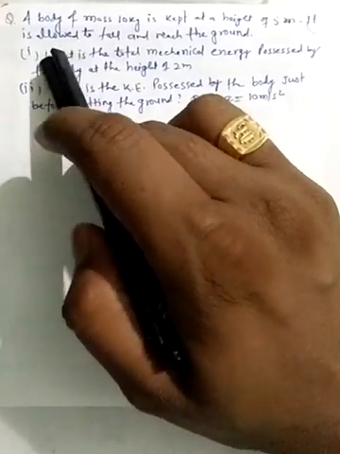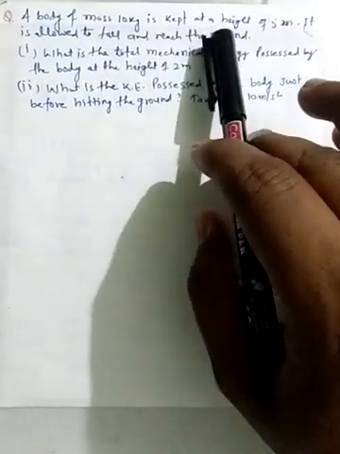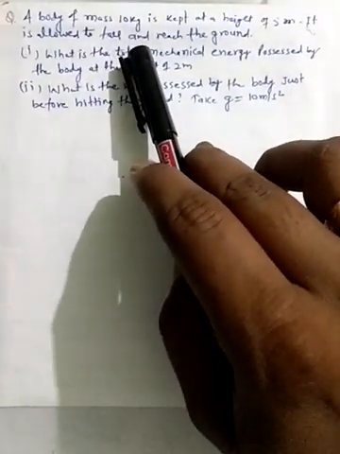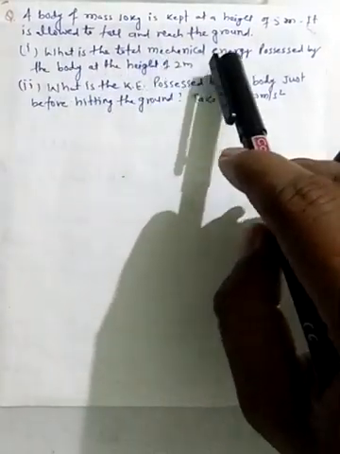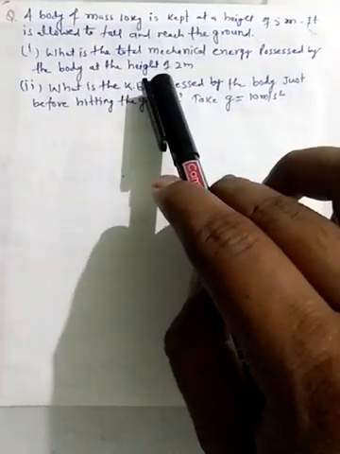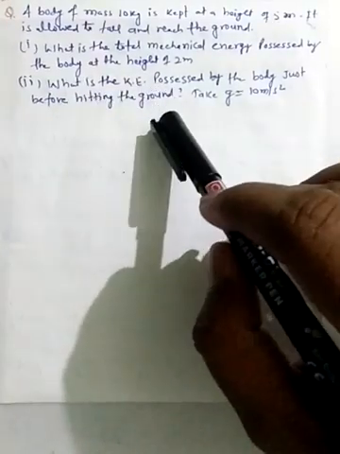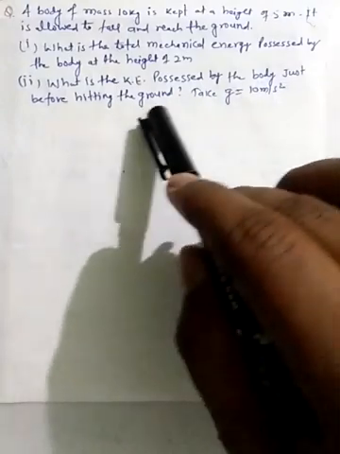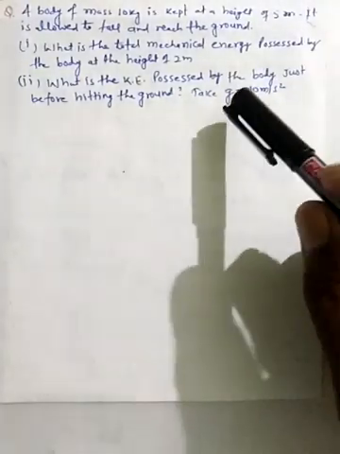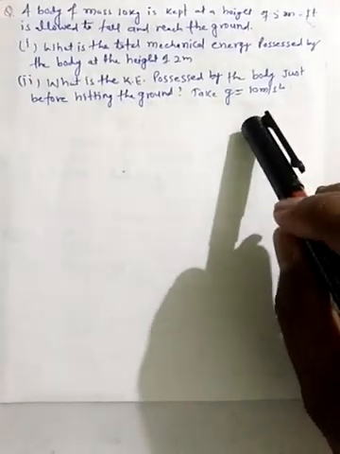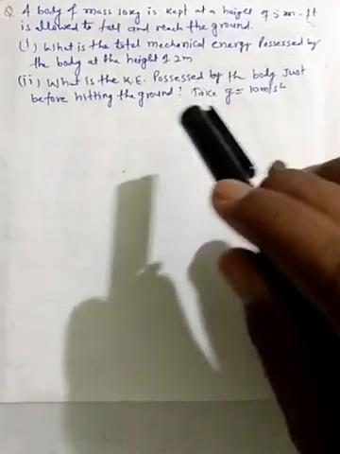Now here is a question related to the conservation of energy principle. A body of mass 10 kg is kept at a height of 5 meter. It is allowed to fall and reach the ground. The first portion of the question is, what is the total mechanical energy possessed by the body at the height of 2 meter? And the second part of the question is, what is the kinetic energy possessed by the body just before hitting the ground? Here it is given that we can take g equal to 10 meter per second square. This is the acceleration due to gravity which is used in this question.